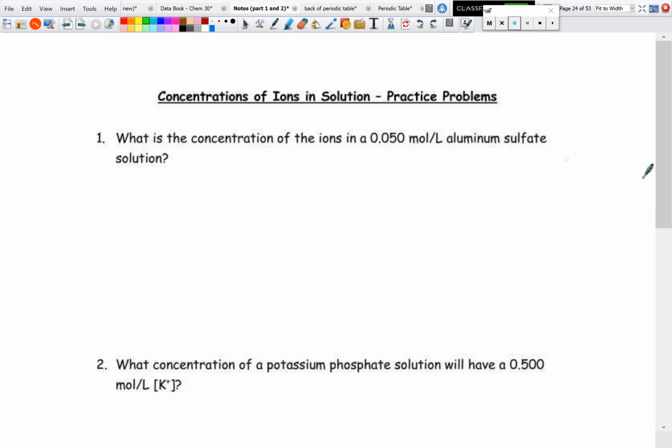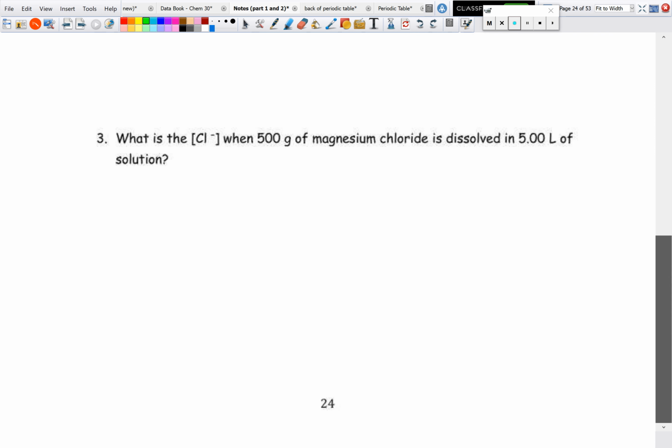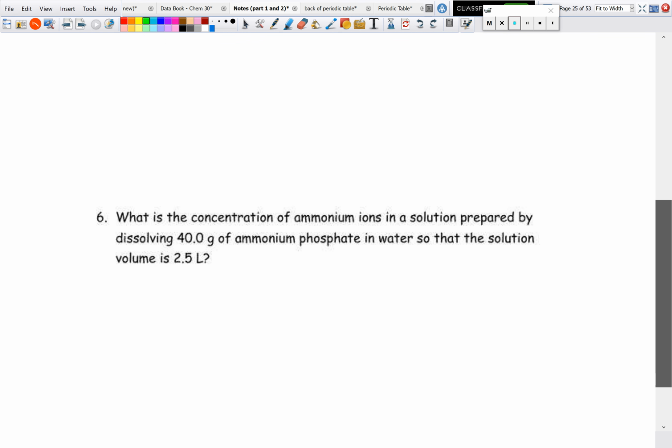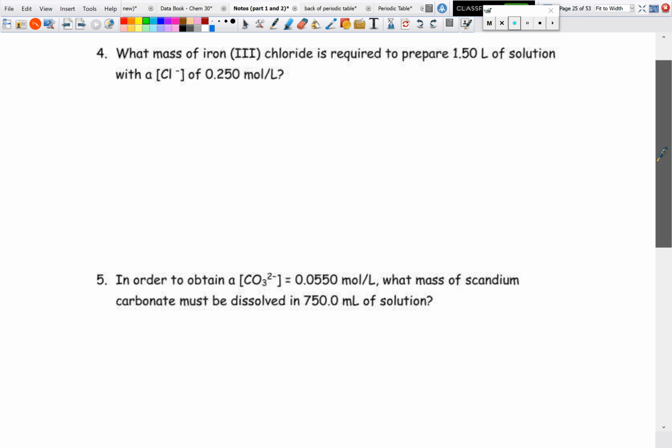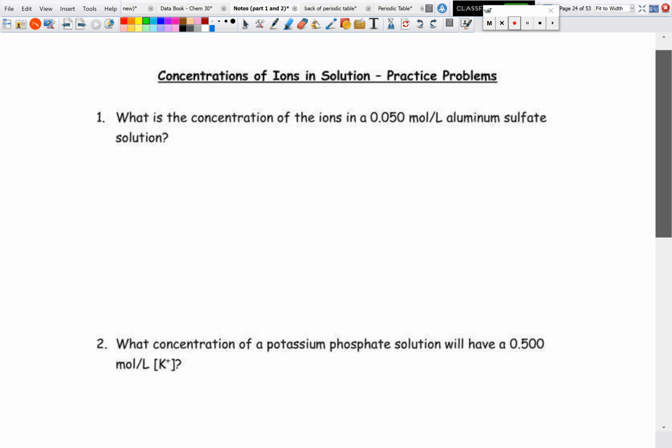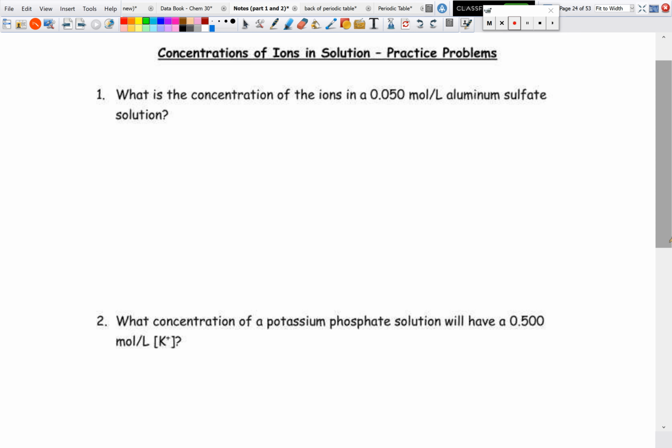So we'll notice that we have concentration of ions in solution practice. So this is for you guys to practice on your own. Once again, the answer key I already have posted up on Google Classroom, so you can work through these here, check your answers. And same thing, if you're not sure on any of these here, you can either email me or save your questions until we have our Google Meet on Thursdays.